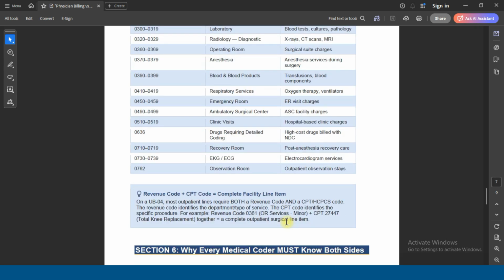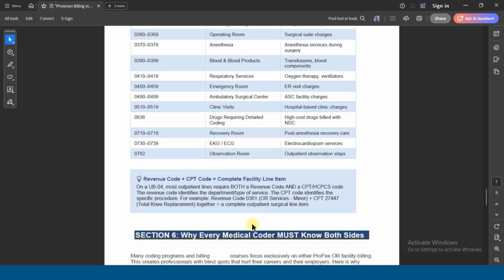Here we need to remember that revenue code plus CPT code equals a complete facility line item. On a UB04, most outpatient lines require both a revenue code as well as a CPT code. So for each and every CPT code you need to add a revenue code. For example, total knee replacement, or arthroplasty: revenue code 0361, OR services minor, plus CPT 27447, total knee replacement, equals a complete outpatient surgical line item.